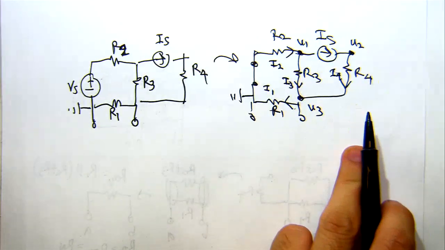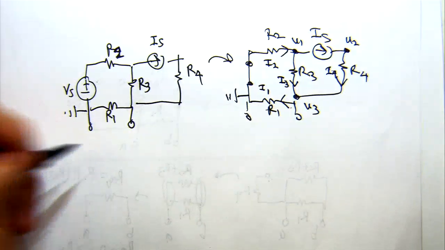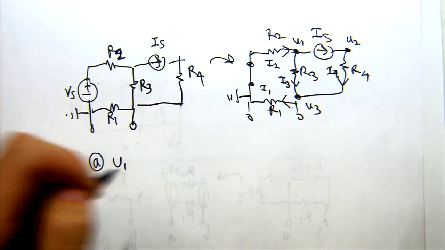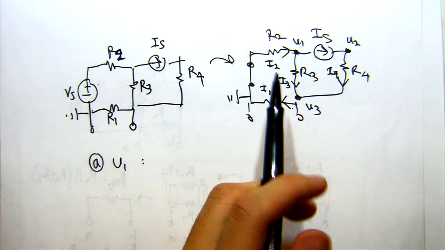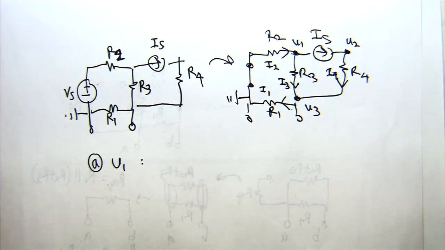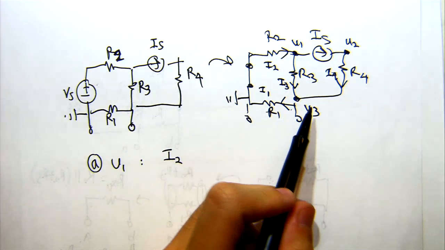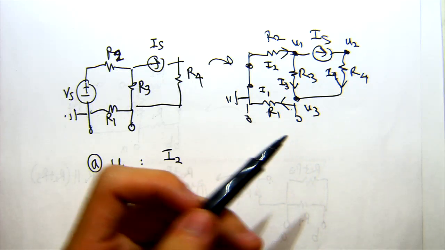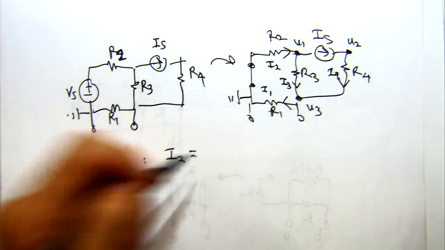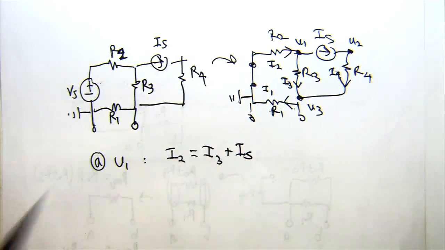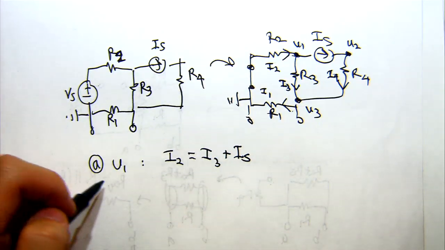So if I write my KCL equation, let's see, okay, that's still visible. At U1, I'm going to see currents coming in and going out, right? Which currents are going in? Okay, so here I2 is going in, so I'll put that first. And then what currents are going out? So I have I3 and IS, as some of you have said. So now this is one of my KCL equations.